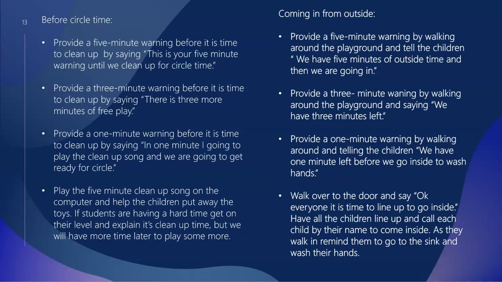Coming in from outside. Provide a 5-minute warning by walking around the playground and telling the children we have 5 more minutes of outside time and then we are going in. Then provide a 3-minute warning by walking around the playground and saying we have 3 minutes left. Then a 1-minute warning by walking around and telling the children we have 1 minute before we have to go inside to wash our hands.